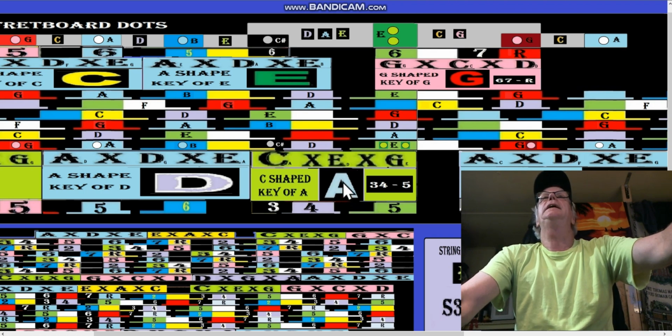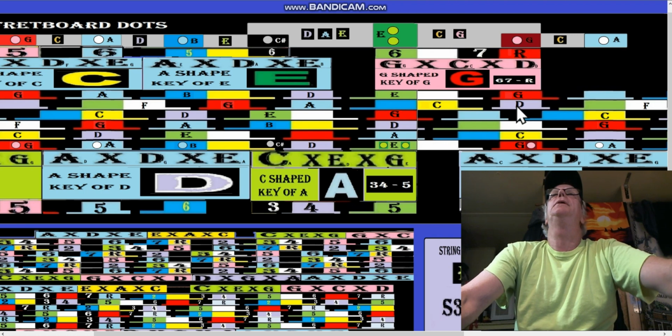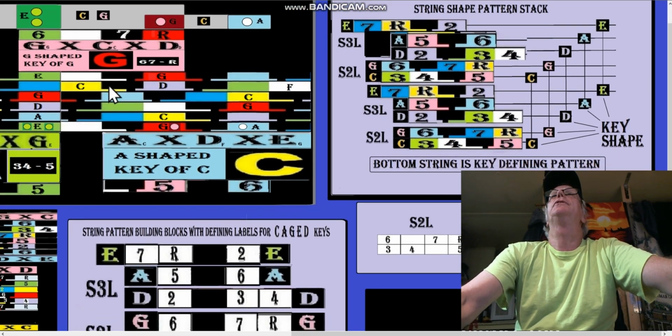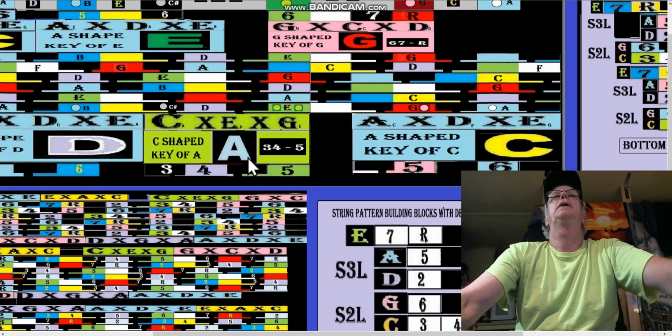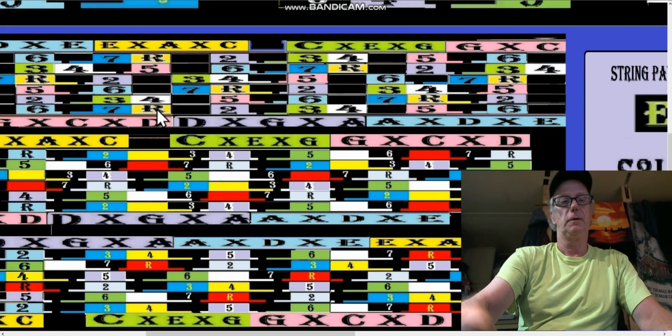Then you're in the key of A with the 3, 4, 5, and if you do the build, that gives you an A-shaped build, and we'll just look at that. There's 3, 4, 5, but in the key of A, you're going to get a C shape, a C-shaped A there. So it's the C shape. Okay, so let me show you.